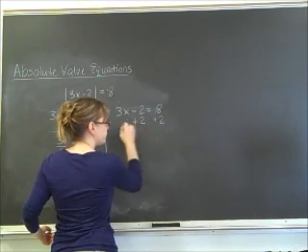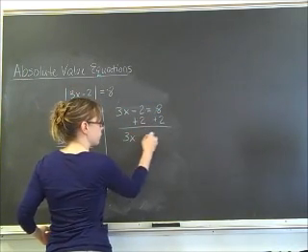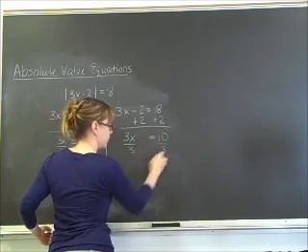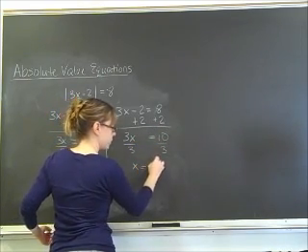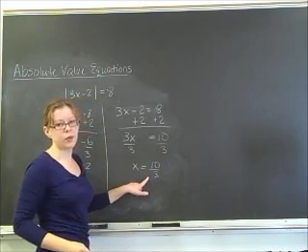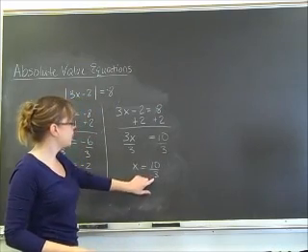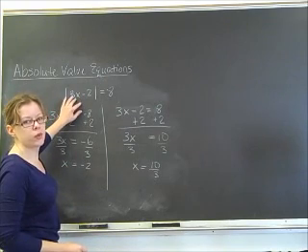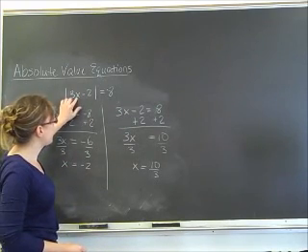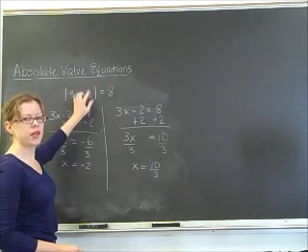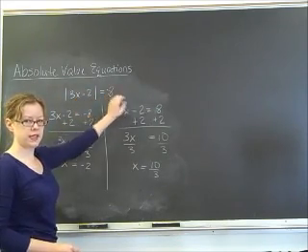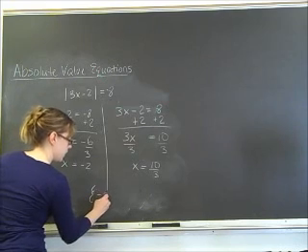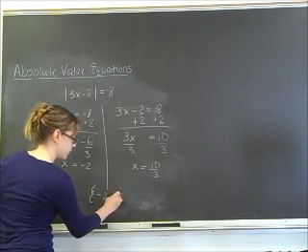Add 2. Divide by 3. And we get x equals 10/3. Again, if we plug this in, 3 times 10/3, the 3's cancel out, leaving us with 10 minus 2, which is 8. The absolute value of 8 is 8. So we get 2 answers here, and in curly brackets we write them.